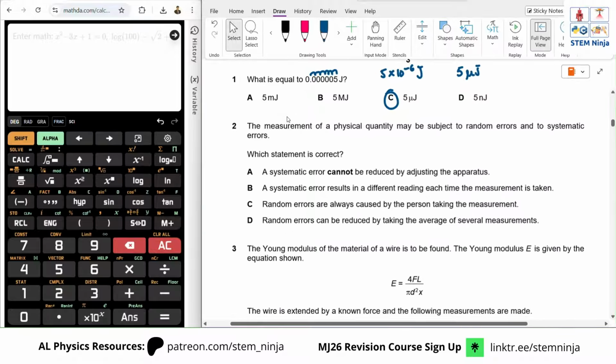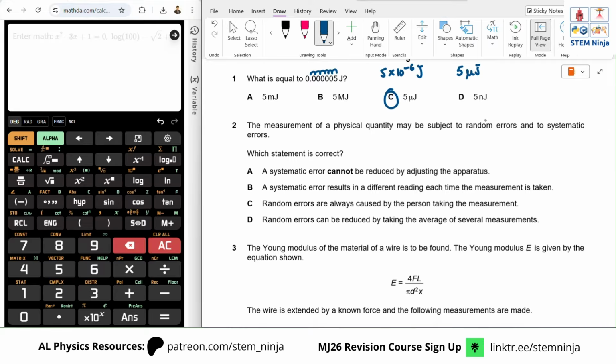The measurement of a physical quantity may be subject to random errors and to systematic errors. Which statement is correct? So random errors are the errors above and below the true value, on both sides of the true value, and can only be reduced by taking a mean of those values. Just reduced, not eliminated. And systematic errors can be eliminated once you figure out what's wrong. So it introduces a consistent and constant bias in those readings.